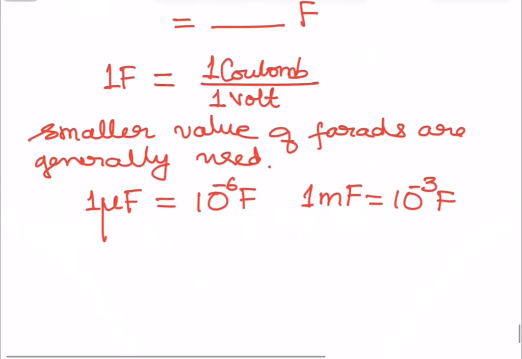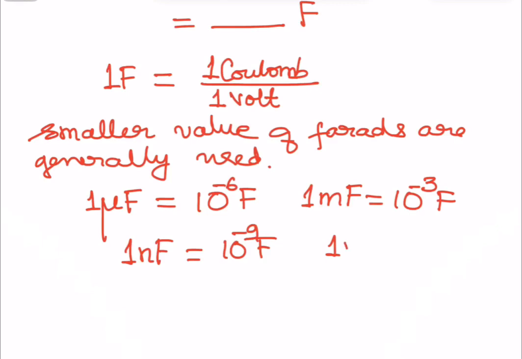1 farad is too large for practical applications. Most practical applications involve capacitance with smaller units, microfarad, millifarad, sometimes 1 nanofarad, 10 to the power of minus 9 farad, or sometimes 1 picofarad, 10 to the power of minus 12 farads. So these are the smaller values of farads.